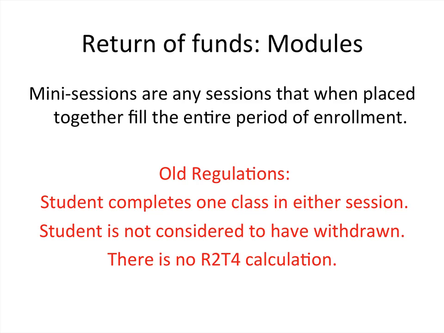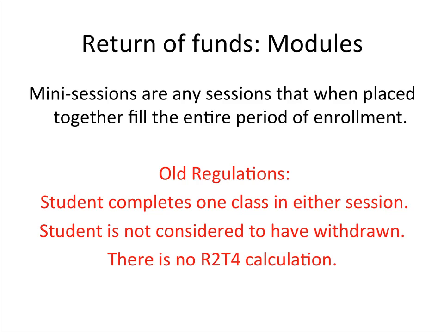Now, to give you an example, modular classes are mini sessions that when they're placed together, they fill up an entire period of enrollment. So say summer 2011 is 10 weeks long. If a student's enrolled in summer 5-week one session and the second 5-week session, then that is considered to be 2 modular classes. So again, to give you another example, in fall 2011, it's a 16-week term. So if a student is enrolled in both the first 8-week session and then the second 8-week session, those are 2 modular classes.